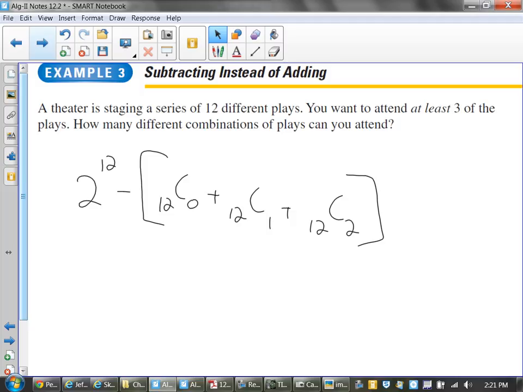So you're looking at 2 to the 12th power, the total combinations of go, not go, minus those. Instead of just adding them all up, which you can do, you'll get the same answer. It's just showing you another way of setting it up. Some people will be more comfortable adding up the 12 choose 3, 12 choose 4, and so on. That's fine, because you have calculators.